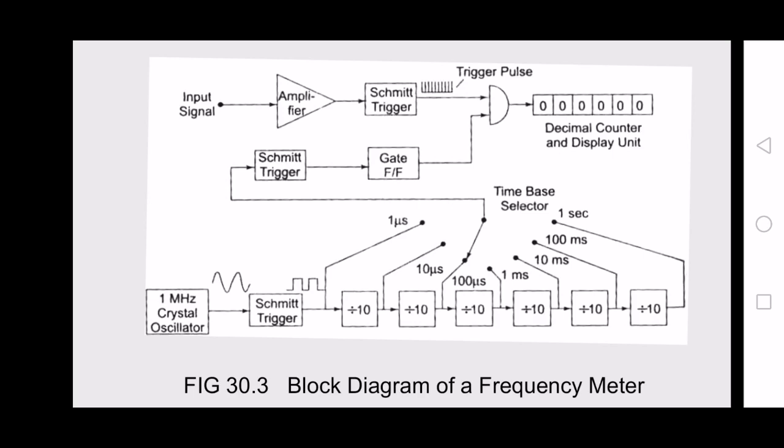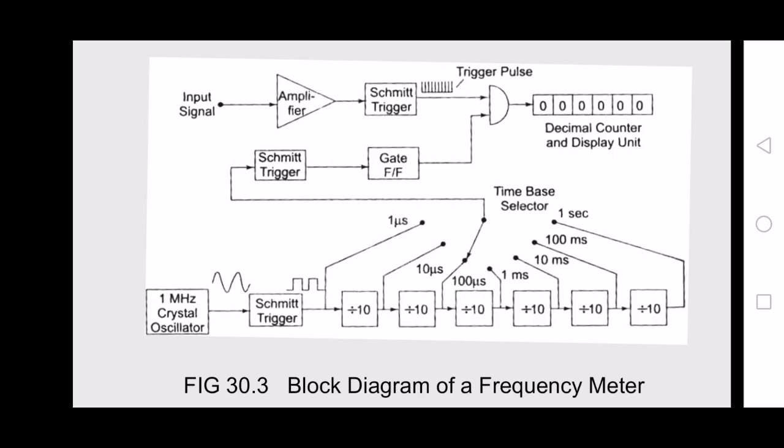Now, the time base selector output is obtained from the oscillator and converted into pulses by the Schmitt trigger. The first pulse activates the gate control flip flop. This provides the enable signal to the AND gate.